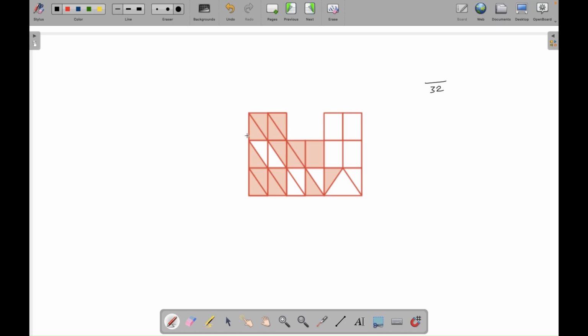Now how many triangles out of this? In total we have 32 triangles, not rectangles. We had 16 rectangles, so we got 32 triangles. Out of these 32 total triangles, how many triangles are shaded? So 1, 2, 3, 4, 5, 6, 7, 8, 9, 10, 11, 12, 13, 14, 15, 16. So 16 triangles are shaded. Again, both of them are divisible by 16, so we simplify this further. 16 divided by 16 is 1 and 32 divided by 16 is 2. So we get half as the answer.